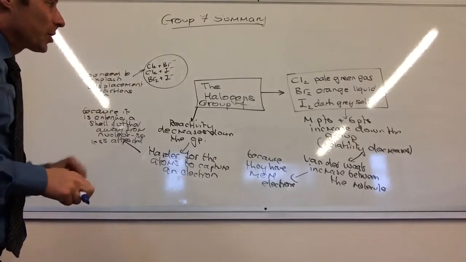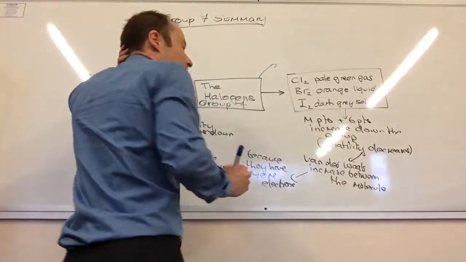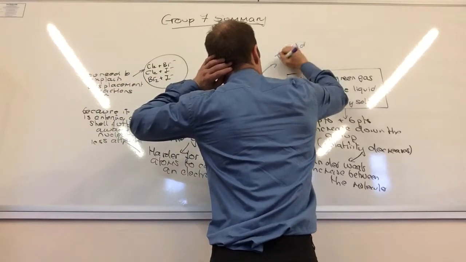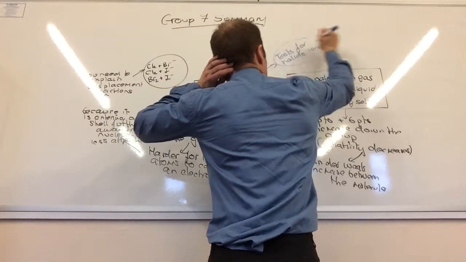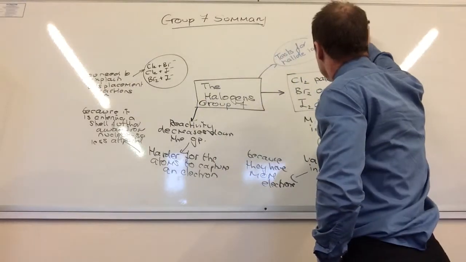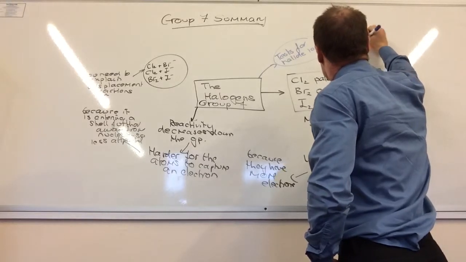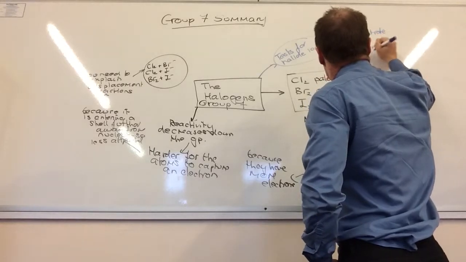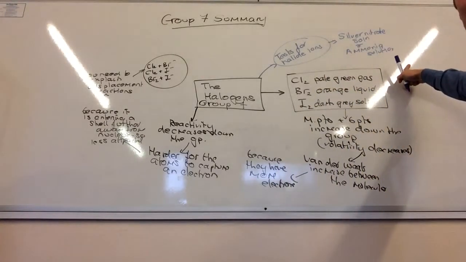Right, what else did we do? So, we also know about testing for the halides. Tests for halide ions. And remember we used silver nitrate solution and ammonia solution. So you need to be able to talk about the use of silver nitrate solution and ammonia solution in testing for halide ions.